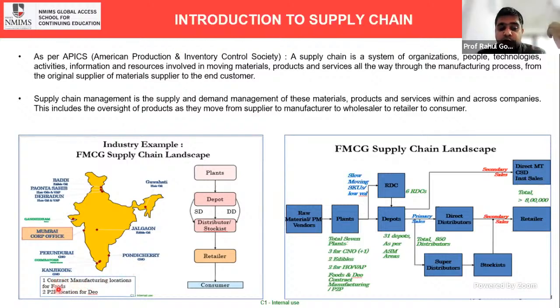So they are also into foods, and also into the DO category. For DO and food, they're not the biggest market player, and they have contract manufacturing. So my question to you, let's try and think from an analytics point of view: what would have led them to decide on setting up manufacturing plants all over India?